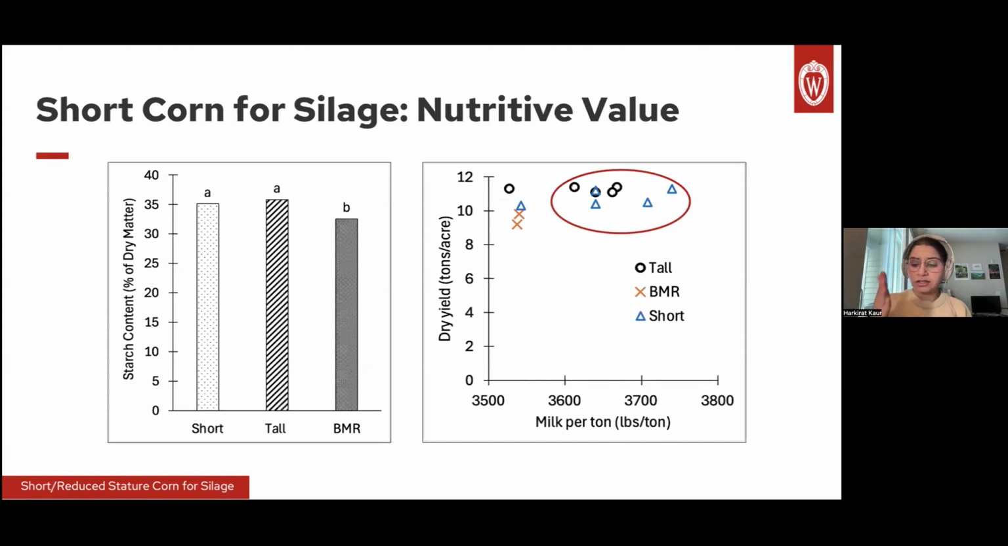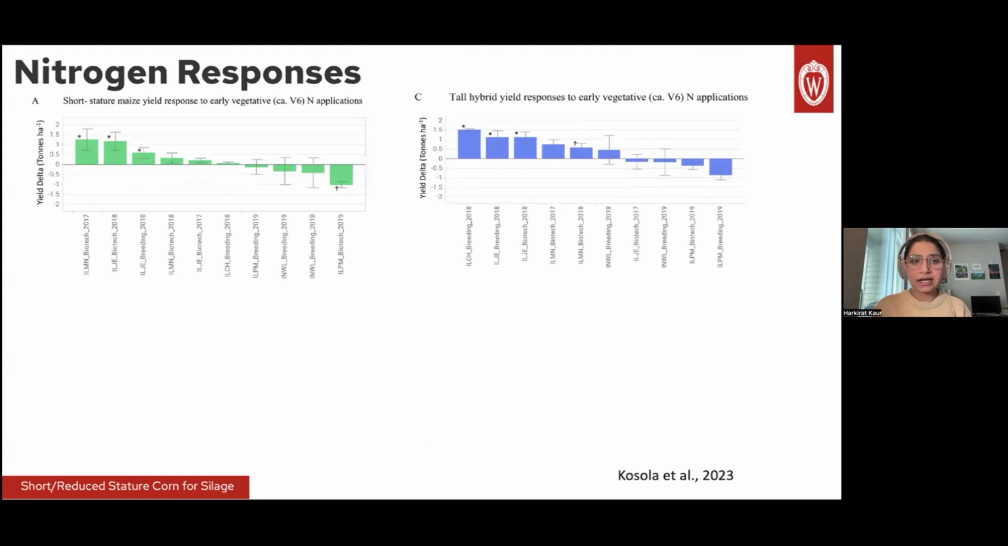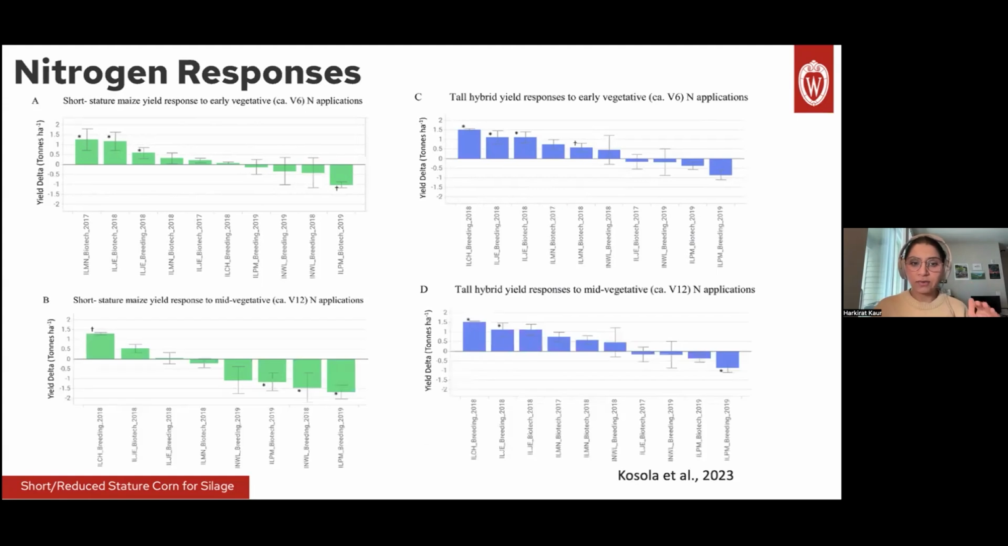When we are looking at the yield, the quality, and everything, there are so many questions that arise with respect to management conditions and management decisions. So if we look at the research that has been happening around the Midwest, specifically led by industry at this point, we see that for nitrogen responses, there were no major differences between short corn and tall corn when the application was done at V6. And similarly, when it was done at V12, there were no major differences.